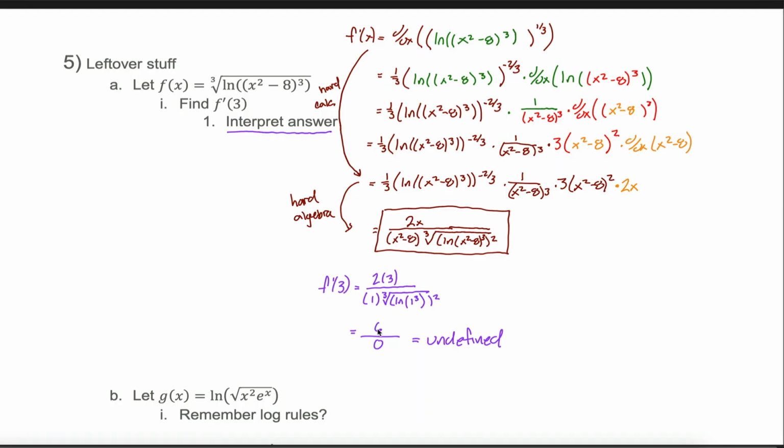All this means in this case, to have an undefined derivative at this point, is that the tangent line to this curve is vertical.